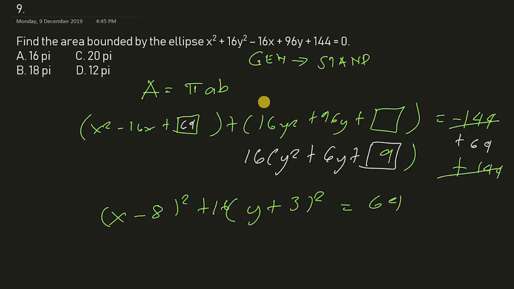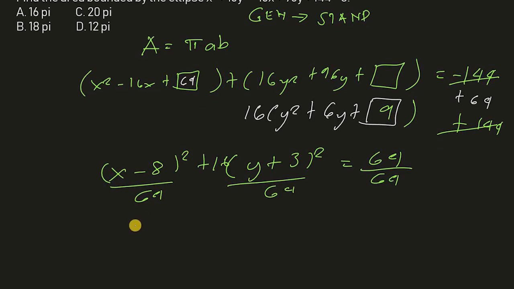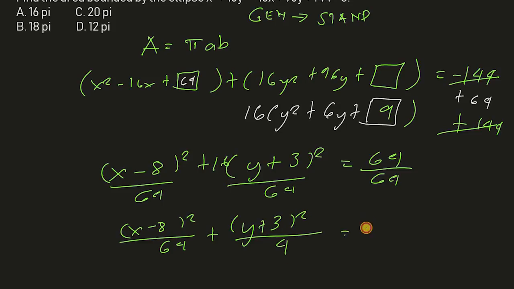Now, kapag ellipse yan, dapat, kung maaalala nyo yung equation natin equals to 1. So, what I need to do is to divide all by 64. Let's make some space. So, dito, that's x minus 8 squared divided over 64 plus 16 divided by 64 is equal to 1/4. So, that's y plus 3 squared divided by 4 is equal to 1.